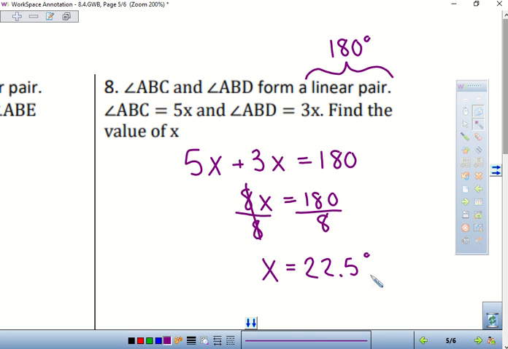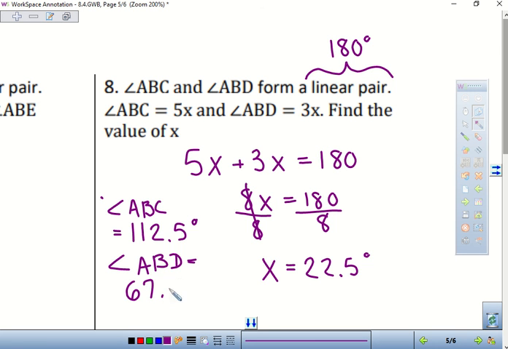Now how can we find the other two angles, now that we have x? Substitute x. Good. So this one is 112.5 degrees, and this one is 67.5 degrees. So does everybody understand how I got those two angle measures?